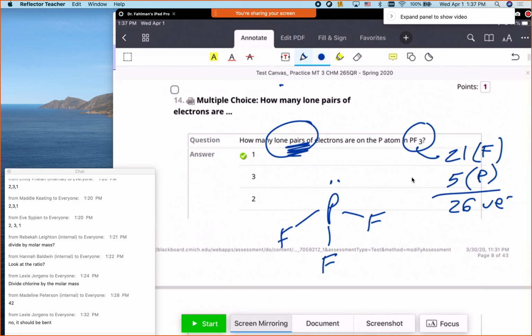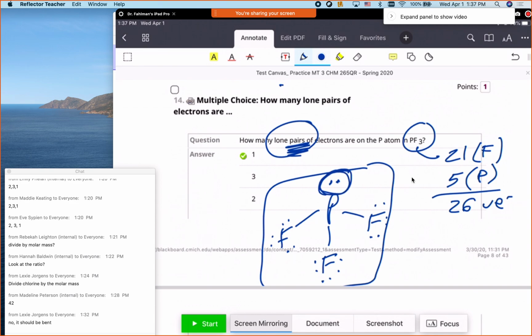So what is that? 1, 2, 3, 4, 5, 6... 24, 25, 26. Okay. And so this only has 1 lone pair of electrons. So again, read the question carefully. If it said, how many electrons are on the phosphorus, then there'd be 2, but it's really just 1 lone pair.